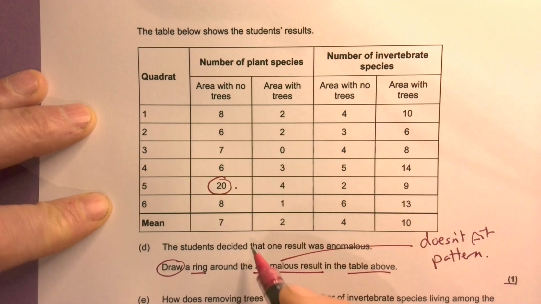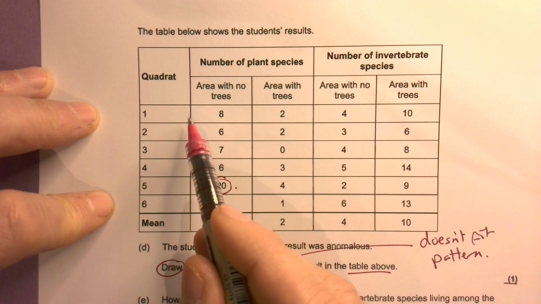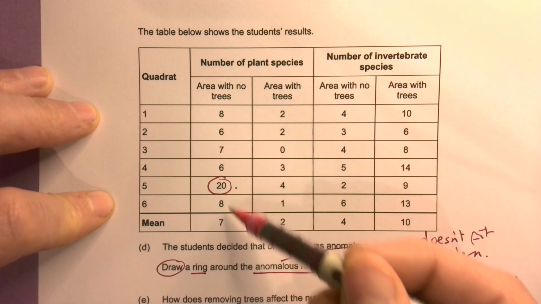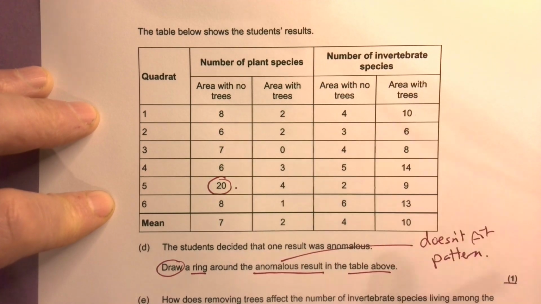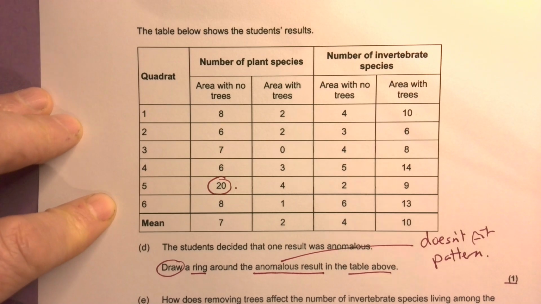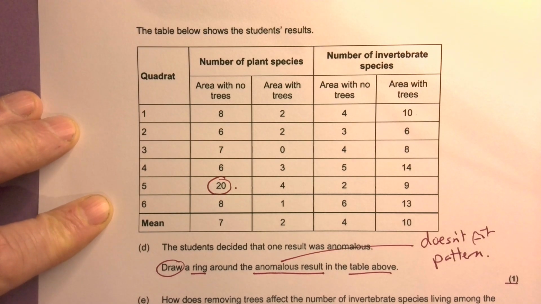So it's looking down the columns. We can't really look across the rows here because we're looking at different things each time. So it's not fair to go across horizontally.